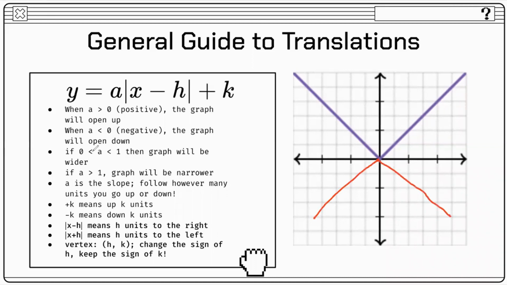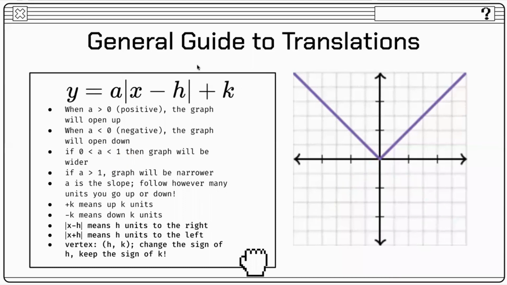If a is between 0 and 1, meaning that it's a fraction, it's going to make your graph look wider. And if a is greater than 1, like 2, 3, 4, and onwards, it's going to make your graph look narrower. I would think of a as the slope, so follow however many units you go up or down.